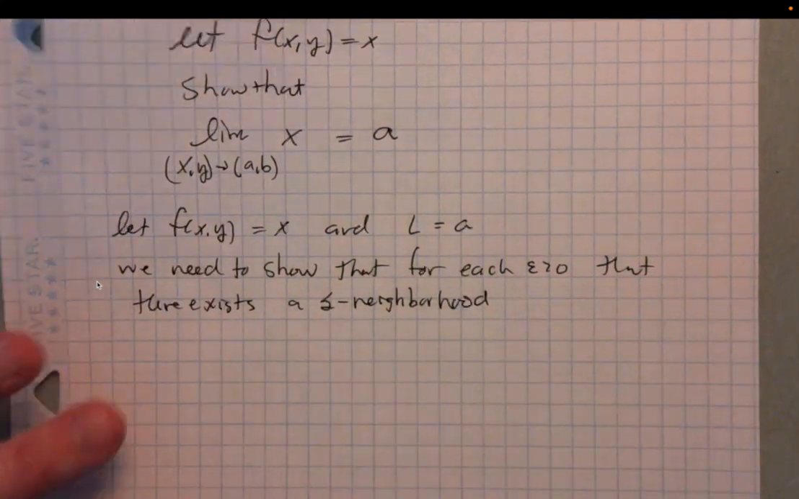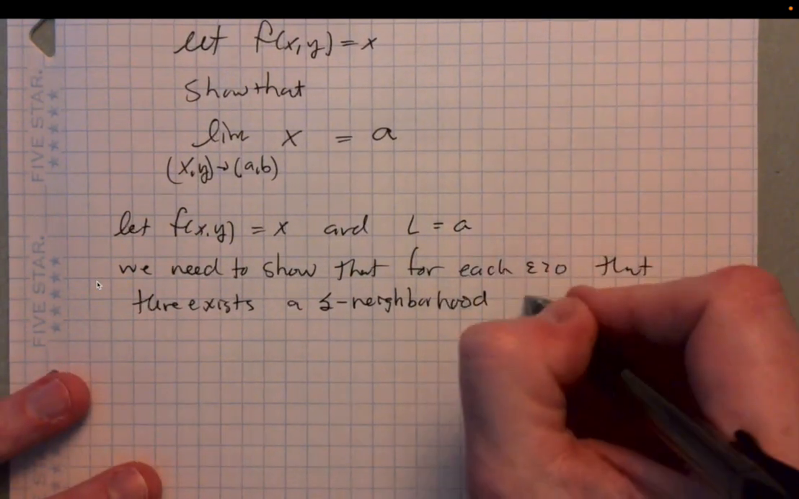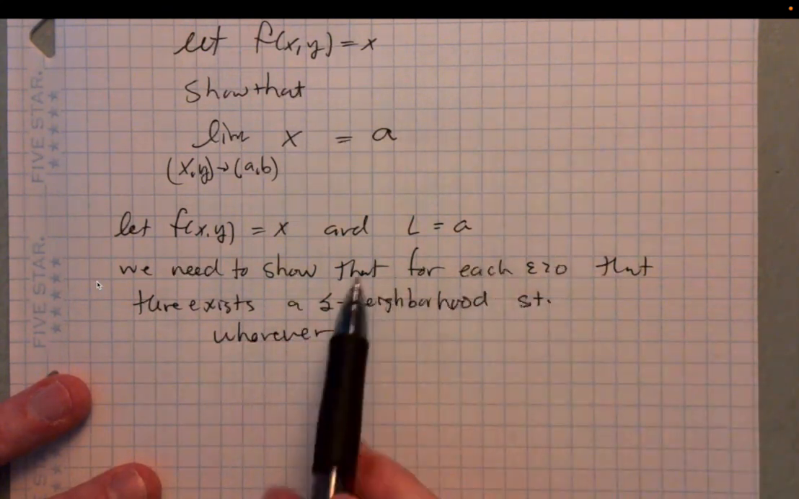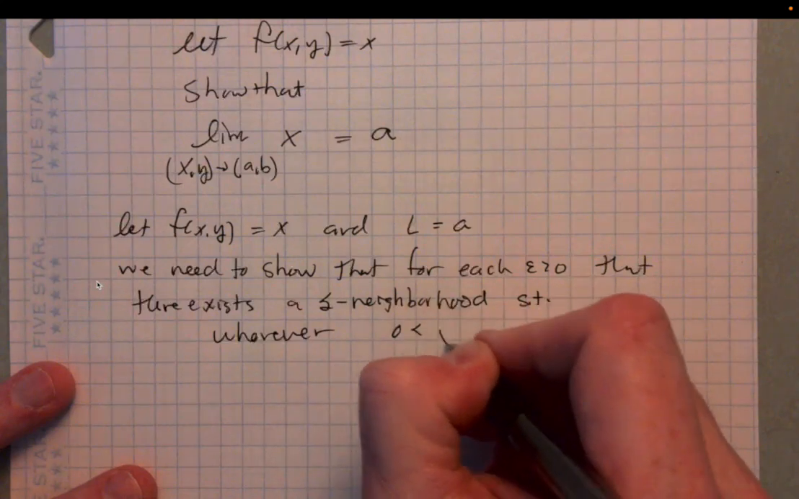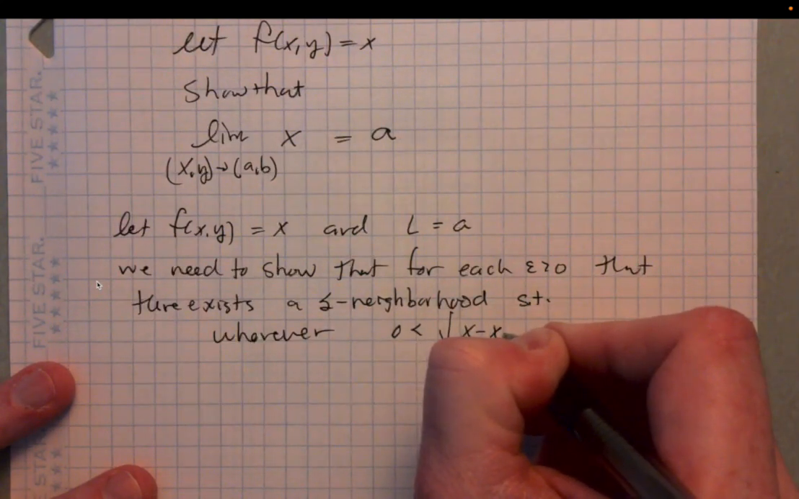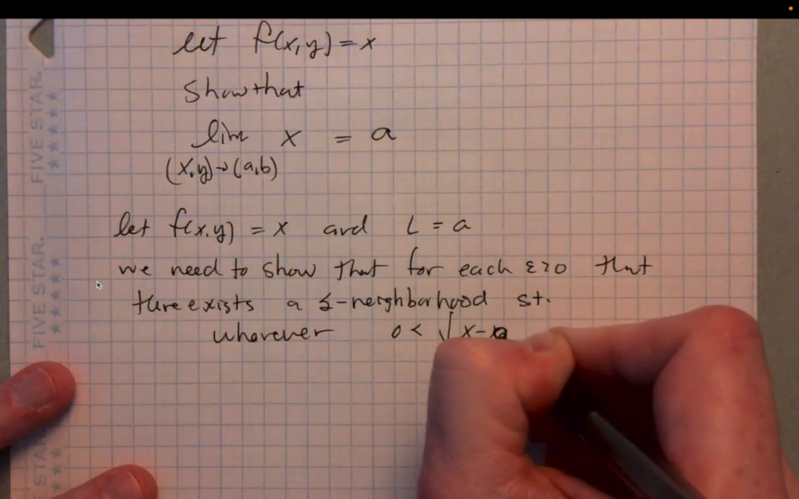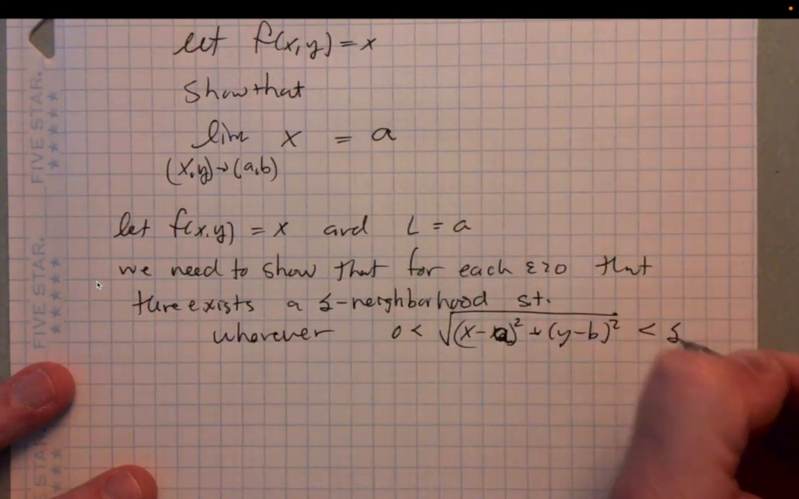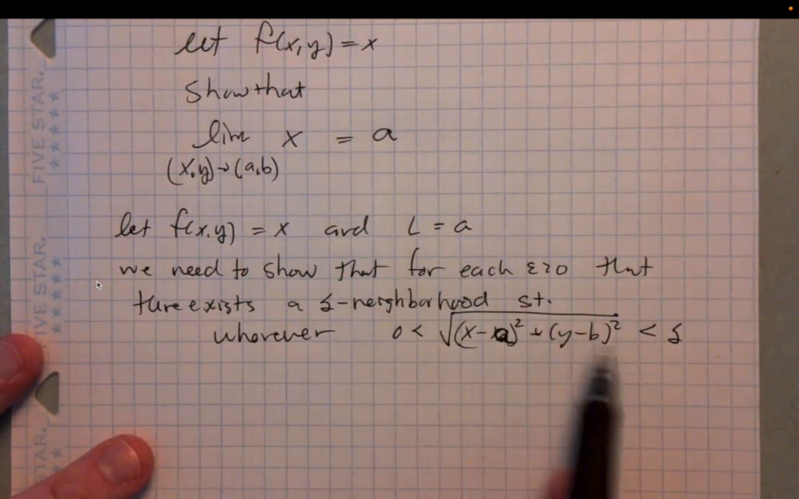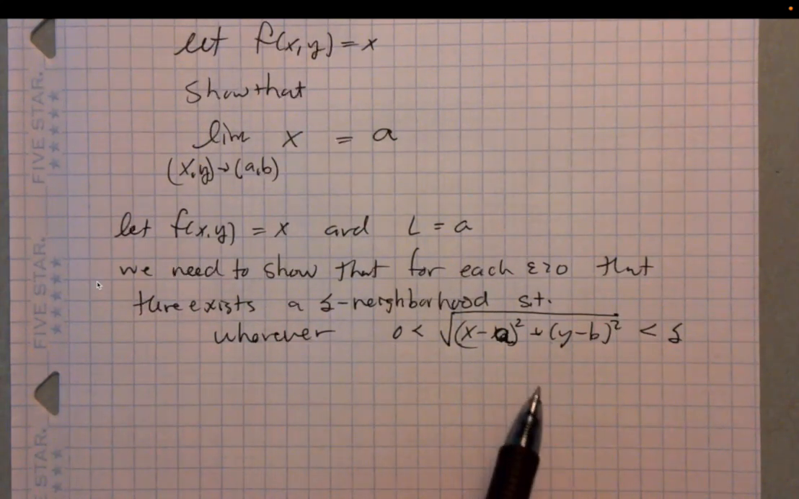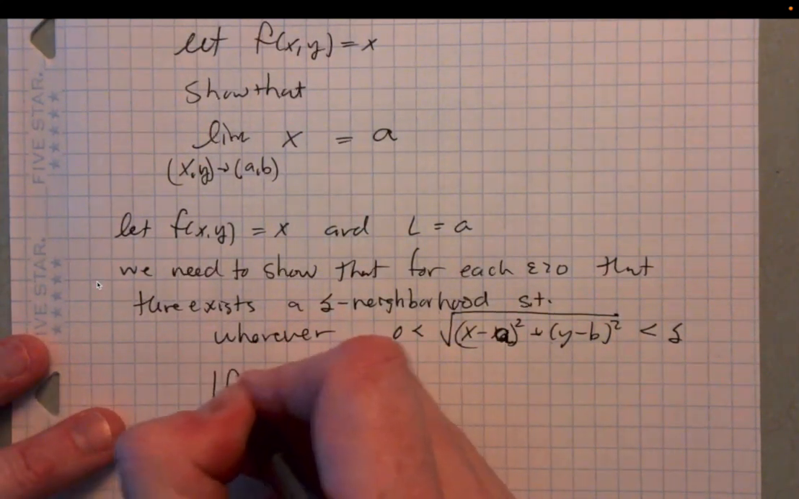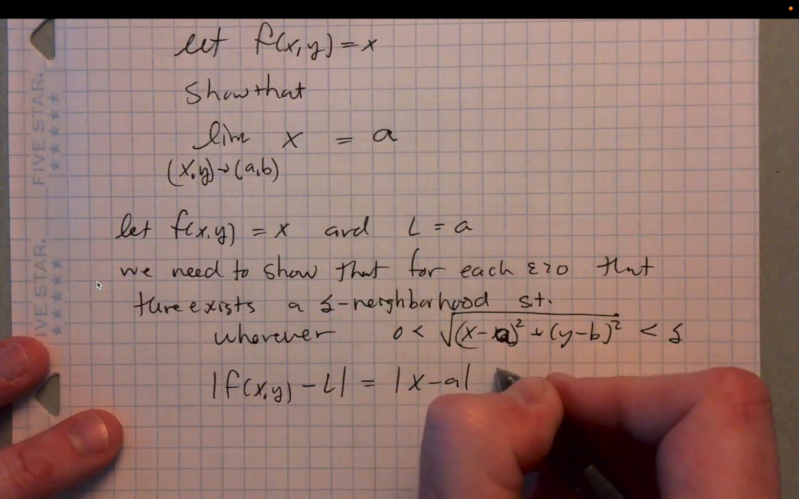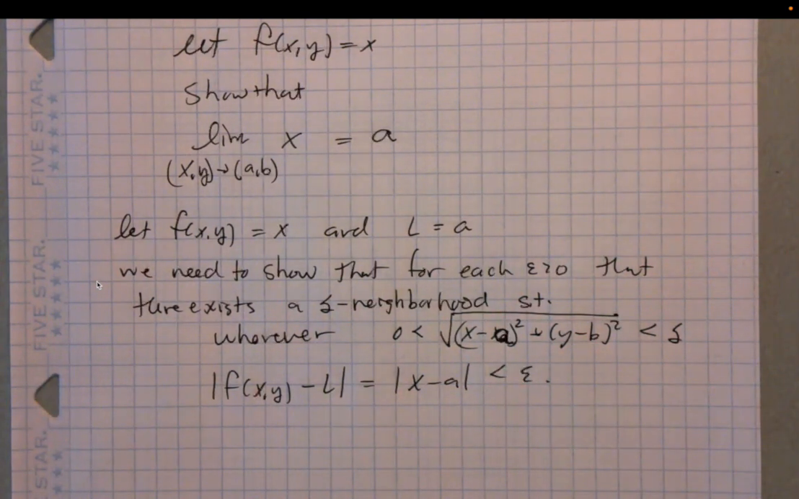For each epsilon greater than 0, there exists a delta neighborhood such that whenever 0 is less than the square root of (x minus a) squared plus (y minus b) squared, which is less than delta. So whenever our (x, y) is within delta of (a, b), then we have the following: the absolute value of f(x, y) minus L, which equals the absolute value of x minus a, is less than epsilon. Okay, that's what we need to show.